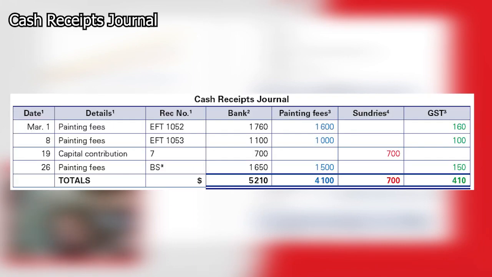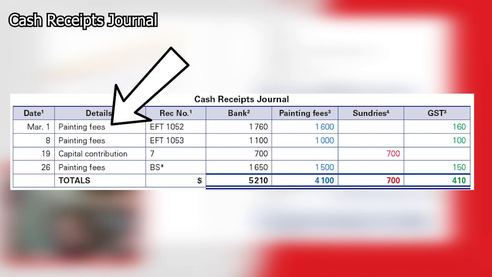So we're going to start with the cash receipts journal. You can see on the screen here, we've got transactions on the 1st of March, 8th of March, 19th, and 26th. And we'll just go through. So the first one was the date we just went through. The details is what it is for.